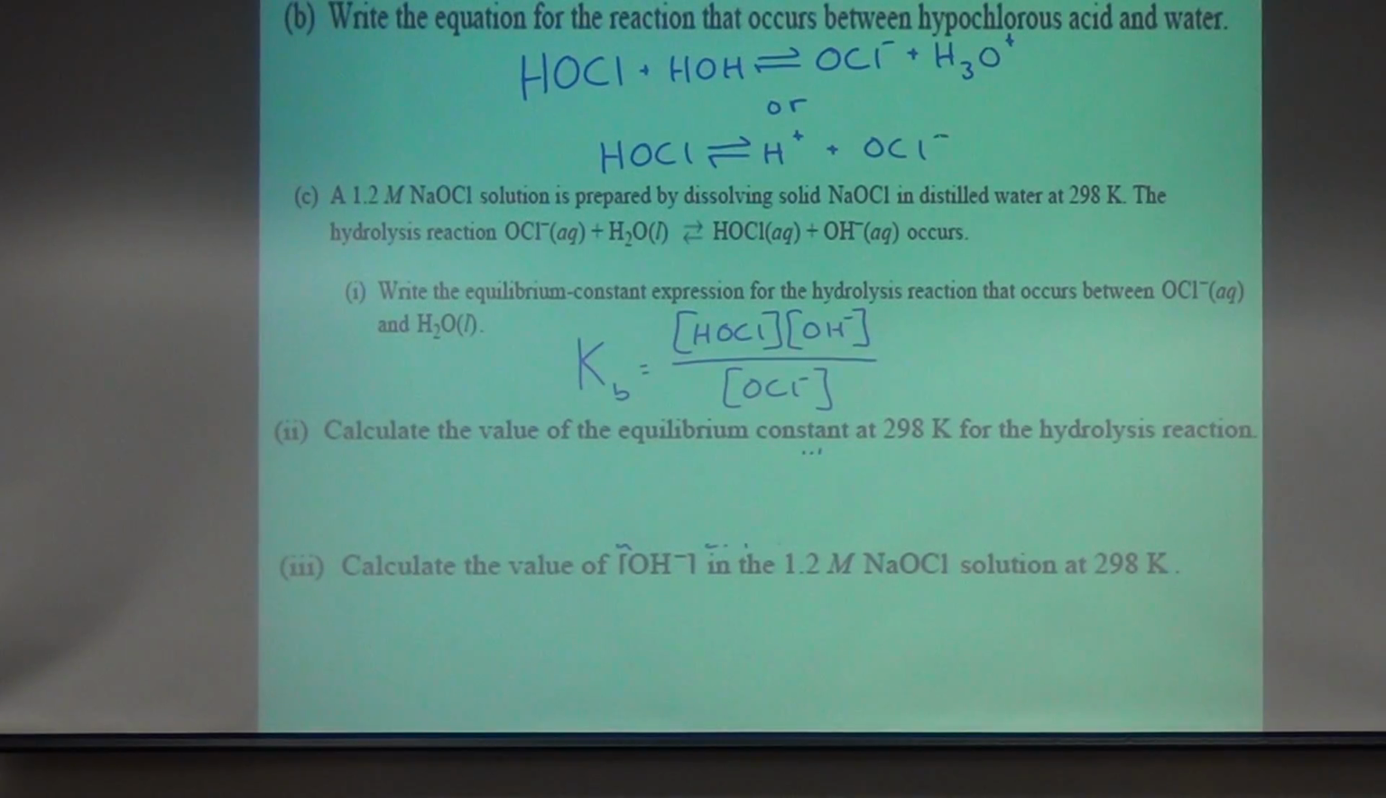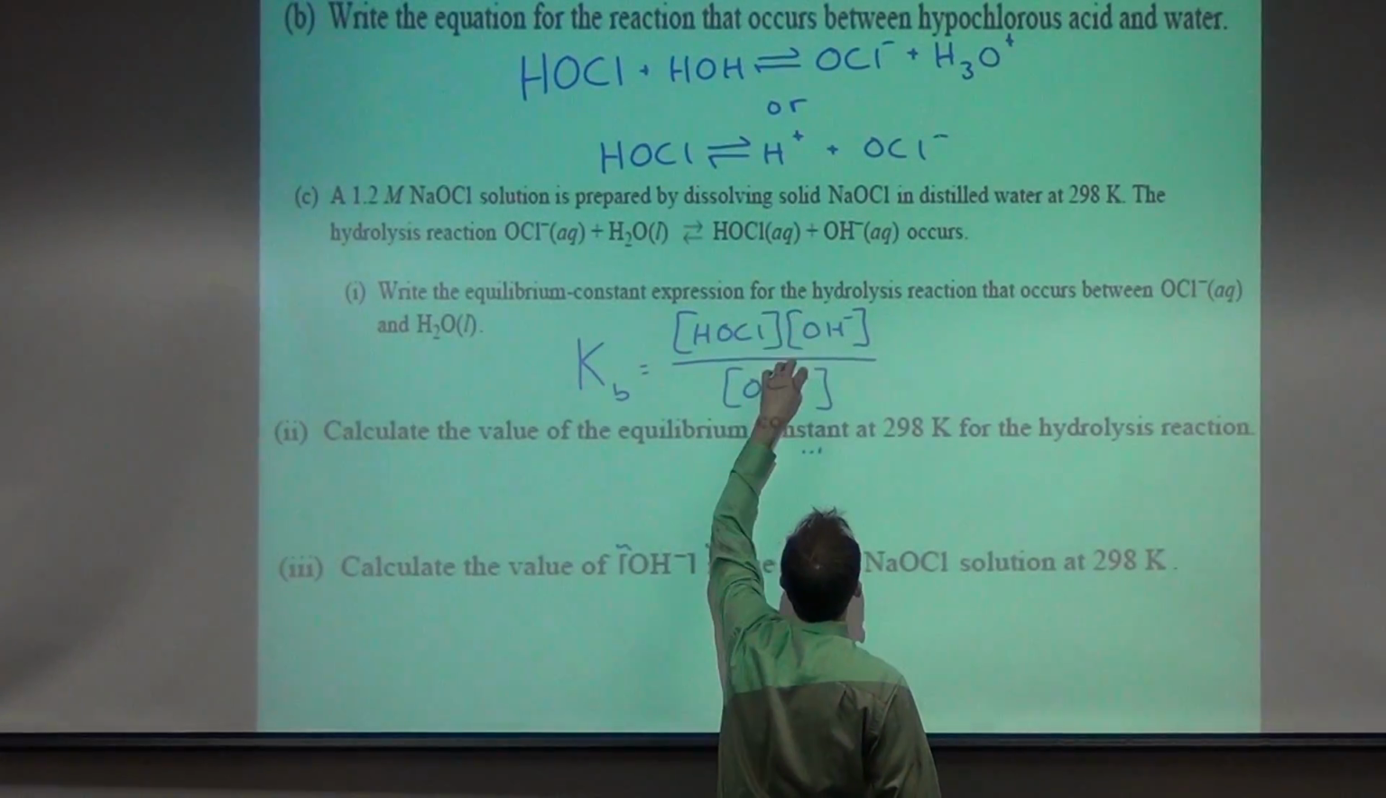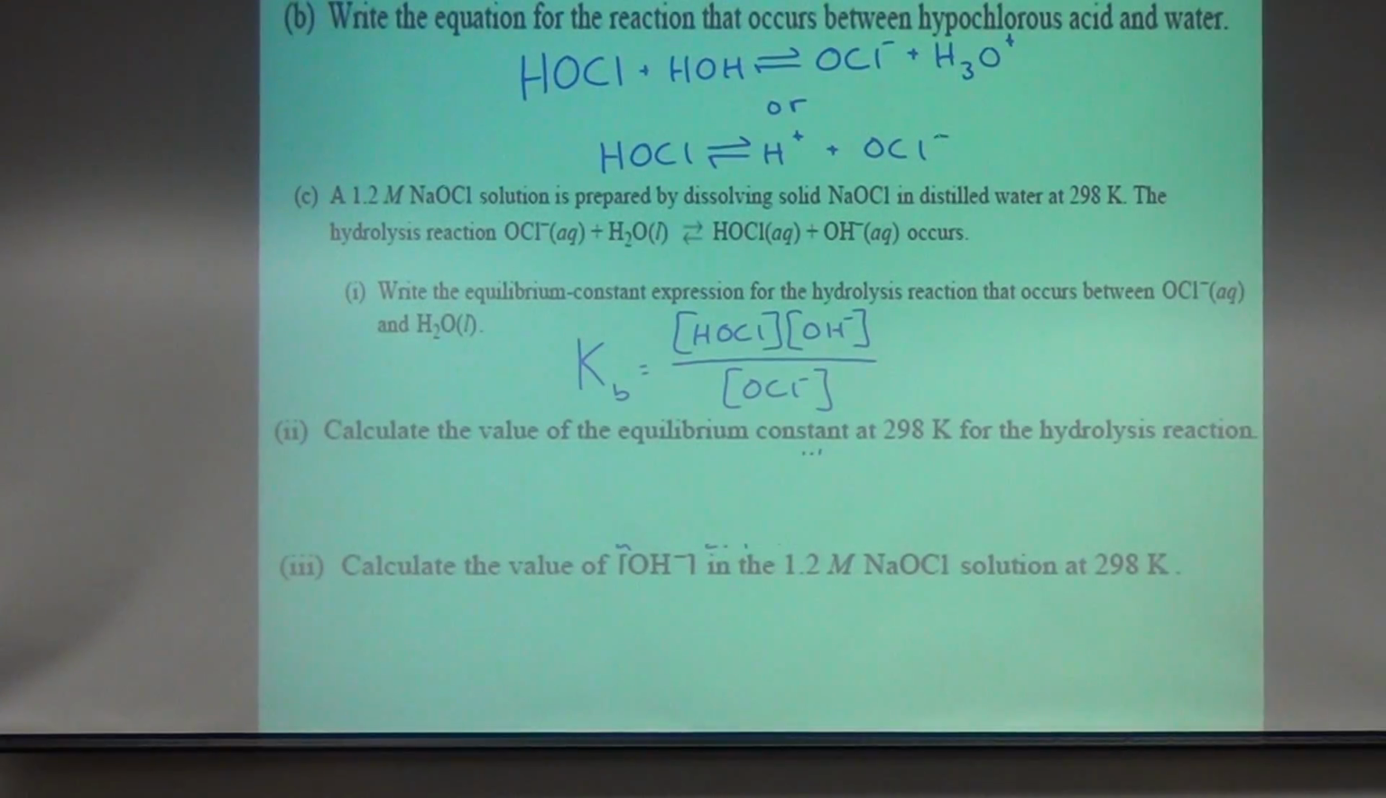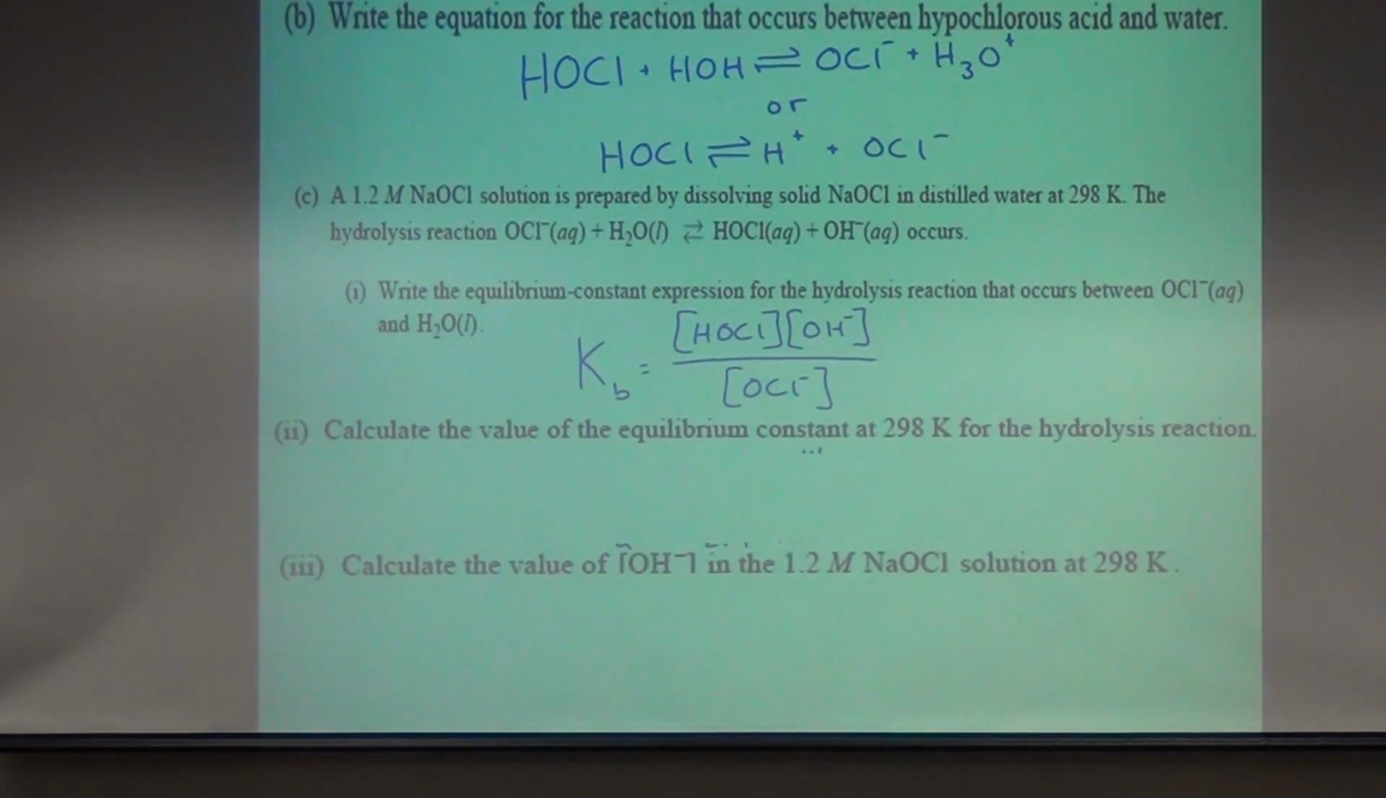Okay, part II: calculate the value of the equilibrium constant for the hydrolysis. If I'm going to calculate this, I need to know all of these. So how do I know all that? What information do I have? Well, I only have a piece of that. If I only have a piece, I would need to know K. I've got to find it. Is that from the... that's got to be it. The HOCl, that's from the beginning.